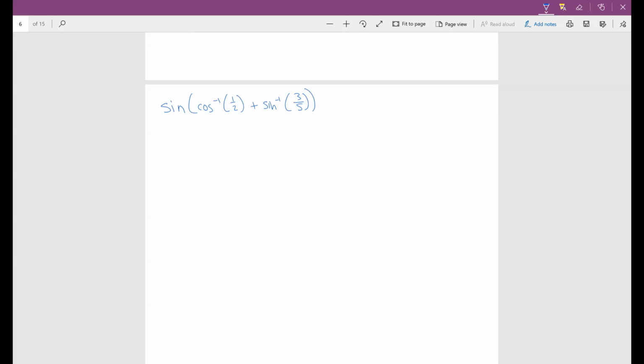So one of the things that we did in the previous video with inverses is that whenever I see an inverse inside of something, I can just give it an angle. So let's say I'm going to give this guy alpha and then beta. I could have also said theta and phi. It doesn't really matter. So right now I said that alpha equals cosine inverse of 1/2, and then beta is equal to sine inverse of 3/5.